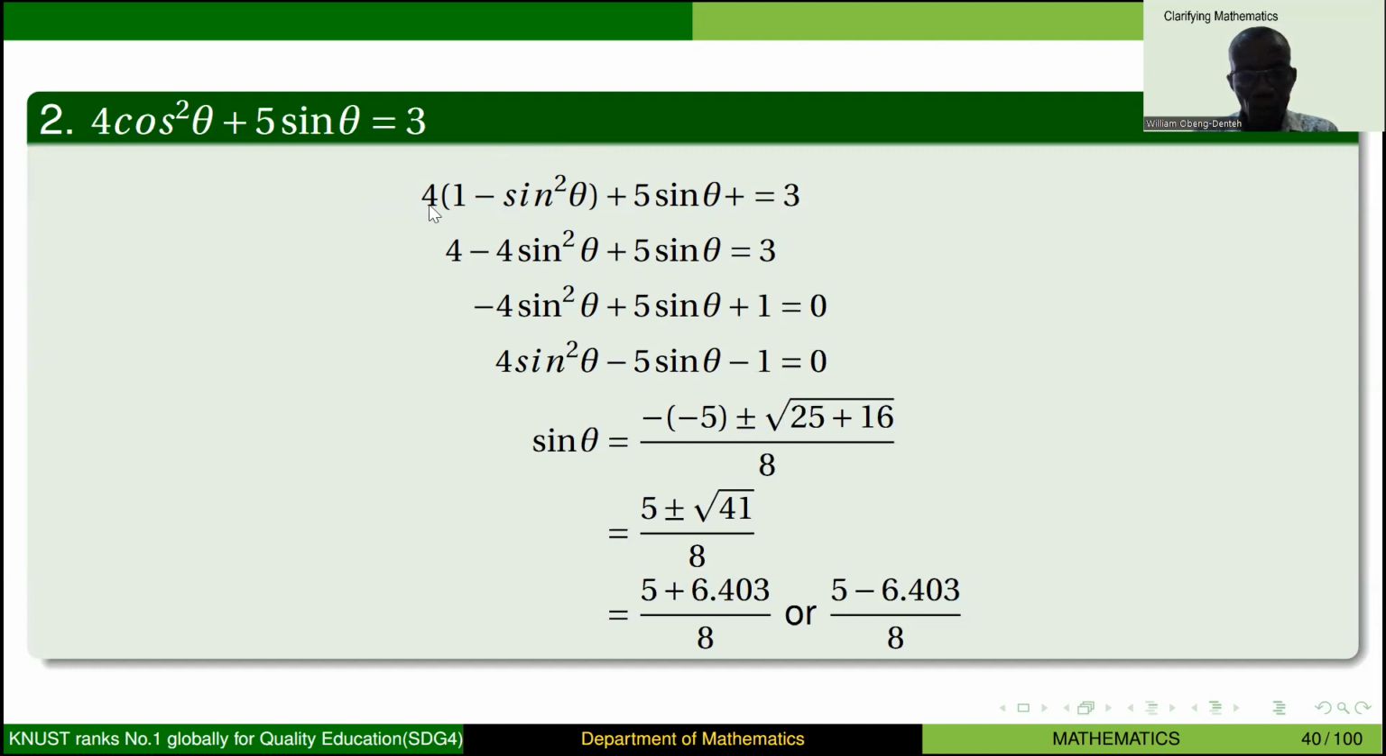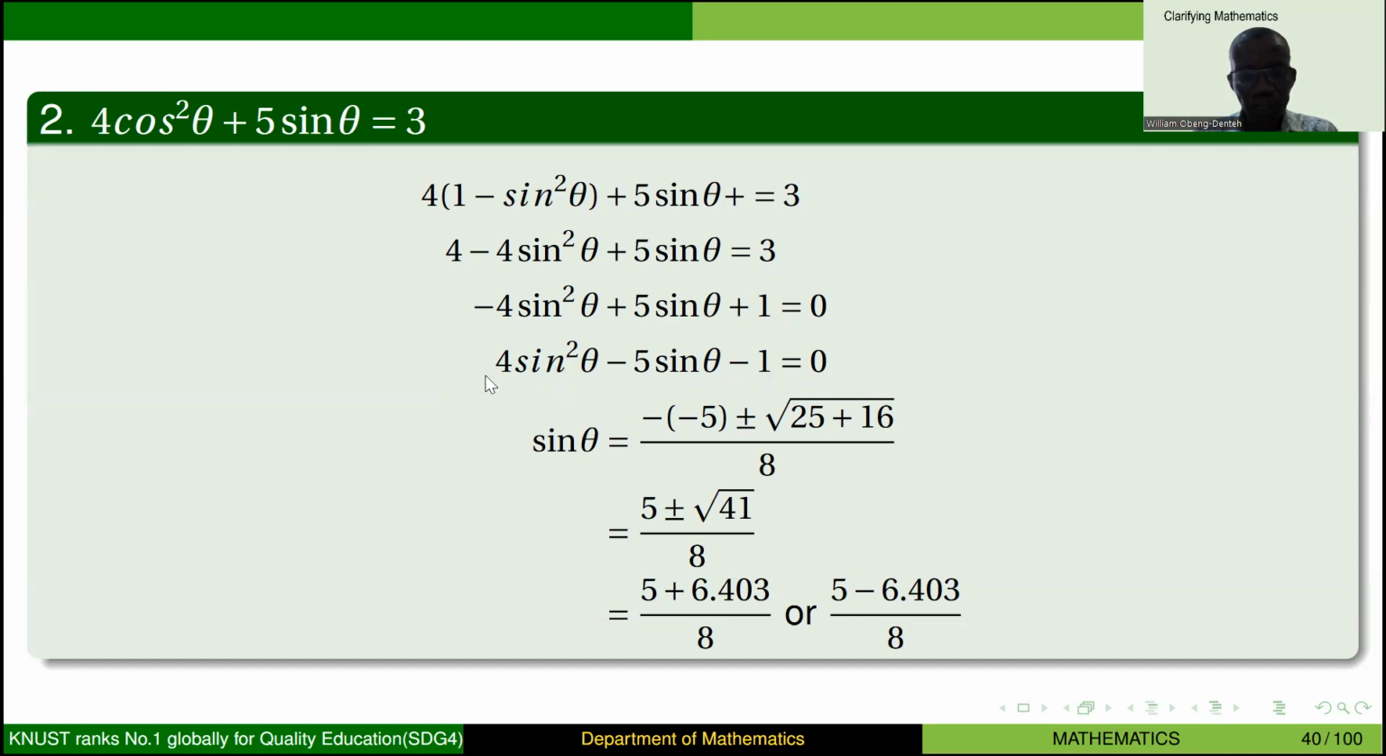And then what we are going to do is subtract 3 from 4. That will give us 1. So we put it here. Subtract 3 from the right-hand side, we get 0. Now we have rearranged them. Let's multiply through by -1. So we get 4 sin squared theta minus 5 sin theta minus 1. Now this is a quadratic in sin theta.